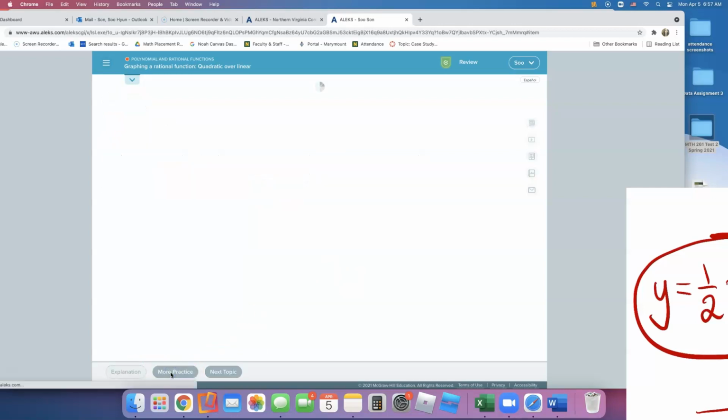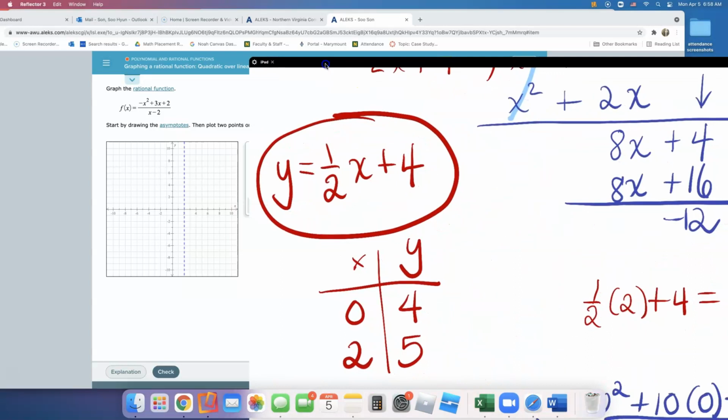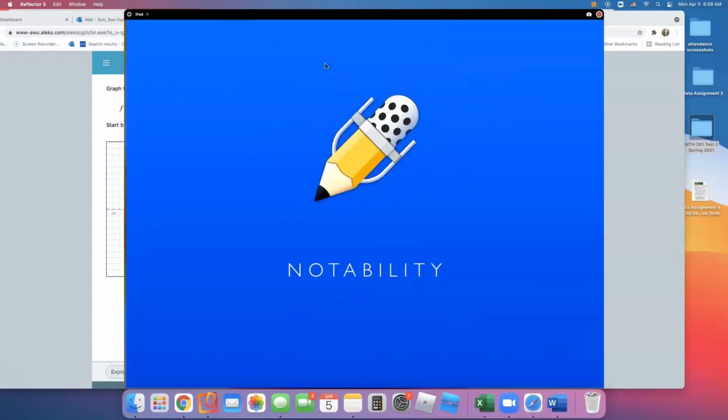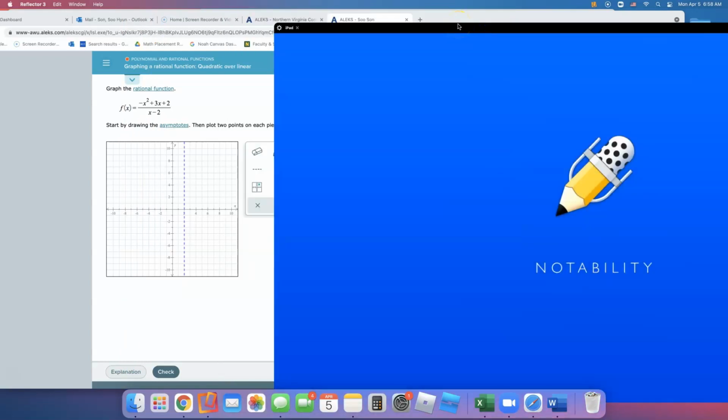More practice. All right, first of all, the vertical asymptote is at x equals positive 2, because if x is positive 2, 2 minus 2 will give you 0. So I'll plot it right there. Okay, what's next? I need to find the slant asymptote. So for this one, how about I do synthetic division? Just do it real quick.